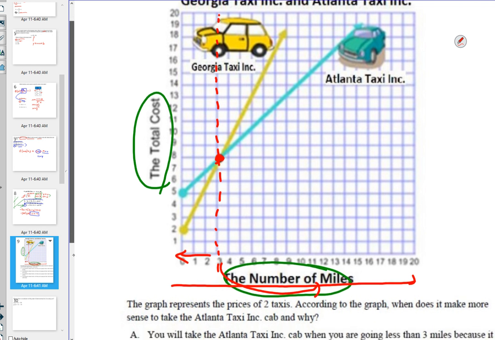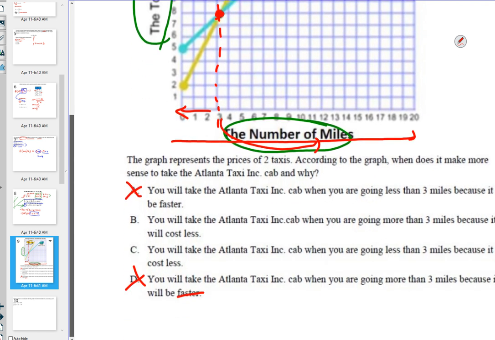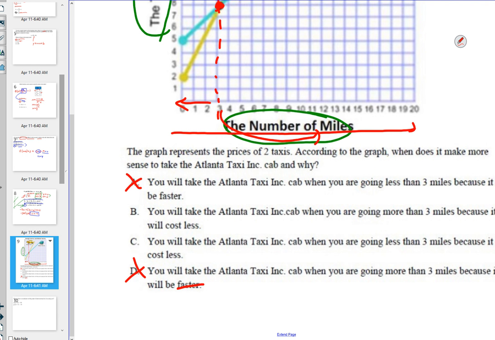But then after 3 miles, which one of these tells us this? It has nothing to do with faster. Nowhere here are we measuring speed. This is not miles versus time. So there's nothing about faster. This one here, there's something about faster. But we are measuring cost. If you take the Atlanta taxi company, if you're going more than 3 miles, it will cost less. And that one is correct. The Atlanta taxi cab, more than 3 miles, costs less.